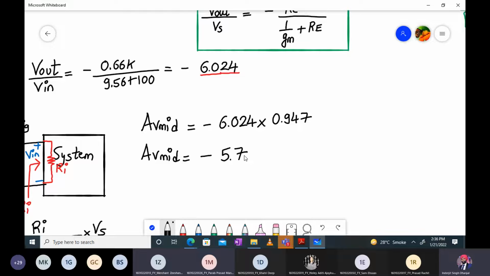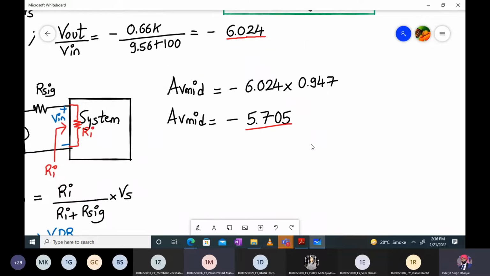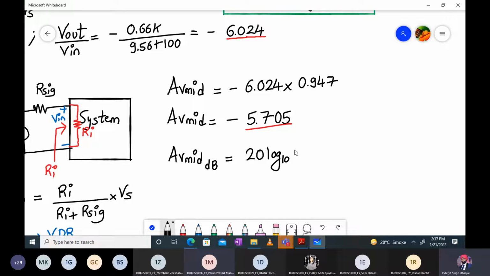Yes, sir. Okay, minus 5.705. So that's the value of Av mid. Now Av mid has to be calculated in dB. So how will I proceed now? What's the formula? 20 log Av mid. Yes. So Av mid in dB will be 20 log to the base 10 of the modulus of Av mid, which is 5.705. And how much is this value?